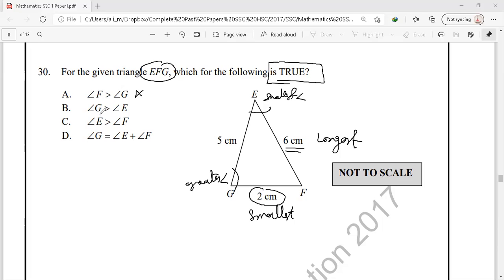Next is angle G greater than angle E. Angle G is greater than angle E. That is absolutely the correct statement, because the side opposite to angle G is 6 centimeters, and the side opposite to angle E is 2 centimeters. This means that the angle opposite to the greatest side will be of greater measure. So the answer for this last question is option B, that angle G is greater than angle E.